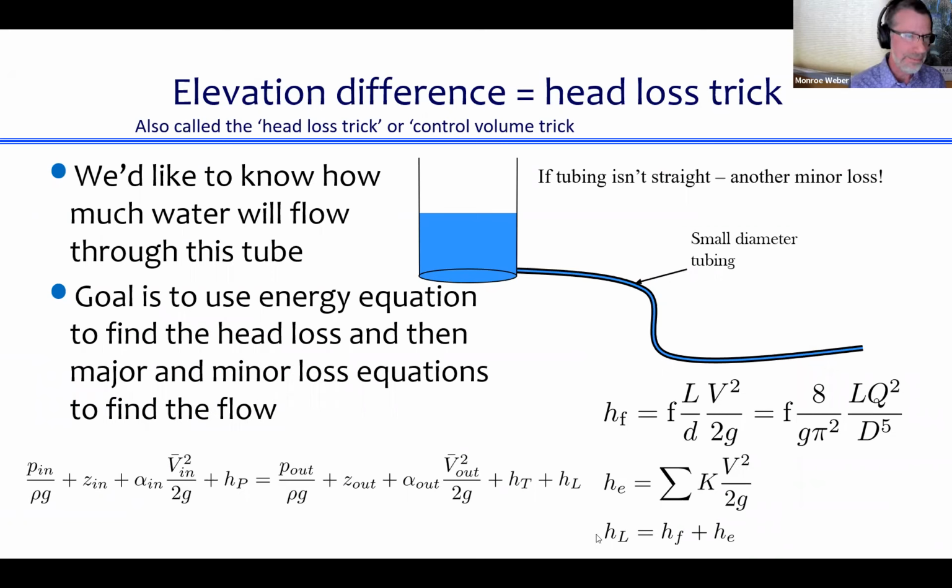Here's another thing about using the energy equation, and it's a trick about how we apply the control surfaces in the energy equation. So here's a tank. It's got a little hose connected to it, a small diameter tube. We'd like to know how much water is going to flow through that hose. So we're going to apply the energy equation, and we're hoping that we can figure something out from that.